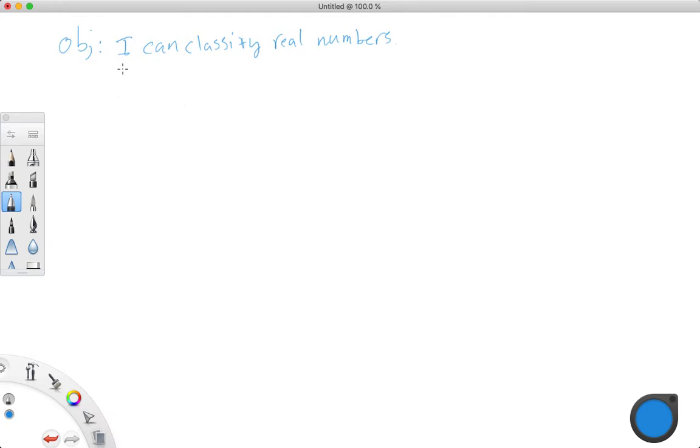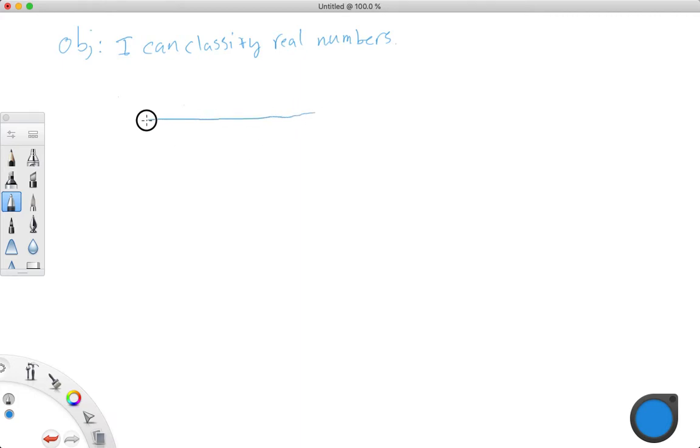Our objective for this video is: I can classify real numbers. What we're really doing is expanding on the idea of rational numbers. We talked about rational numbers, and rational numbers are just one part of real numbers. To do this, and this is in your book as well, if you want to look at page 15, it'll have this too.